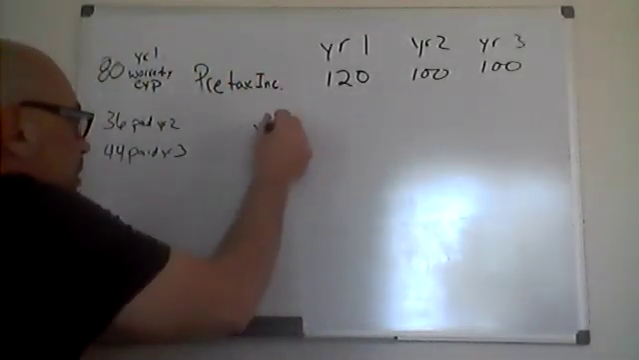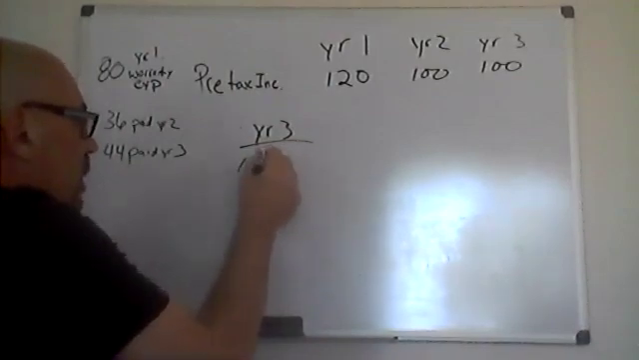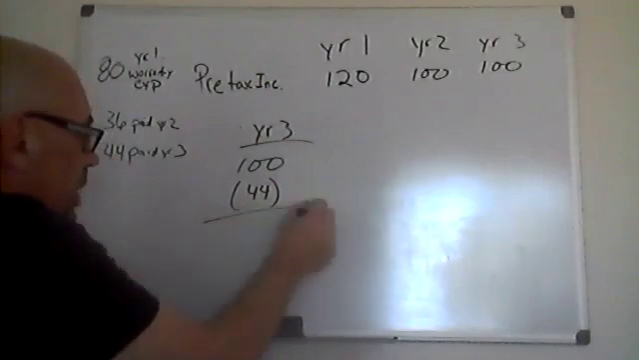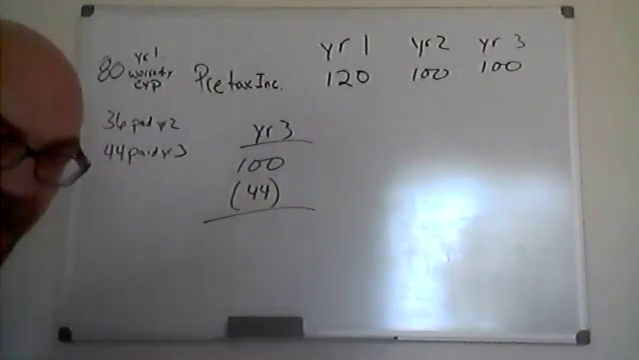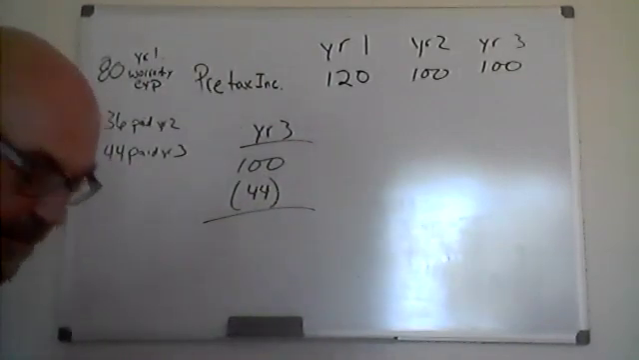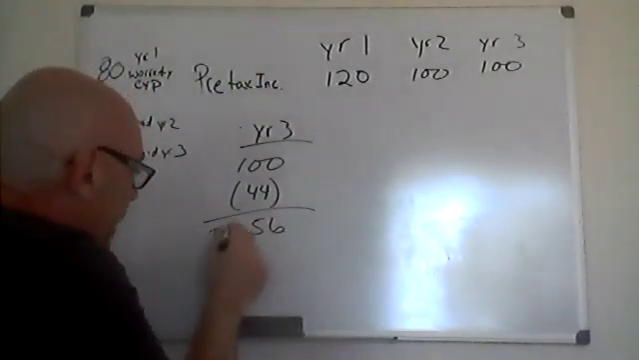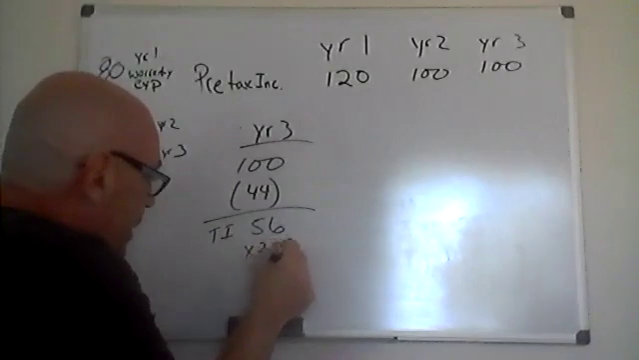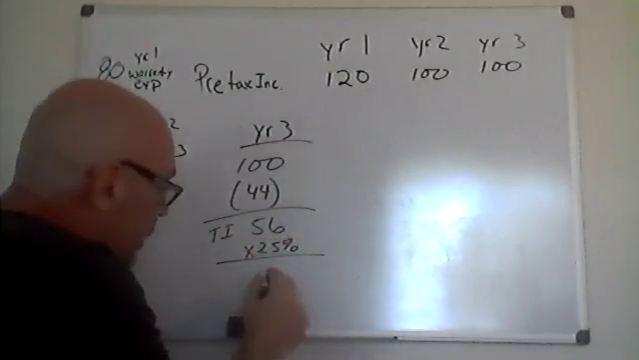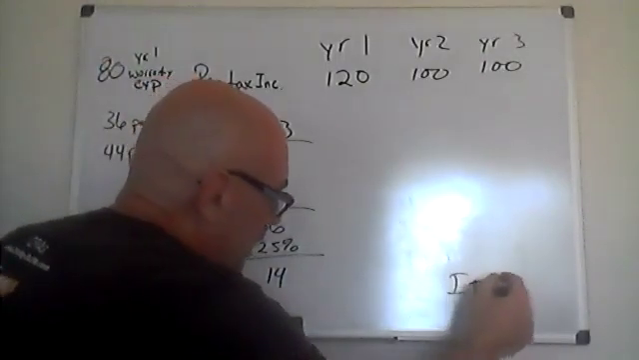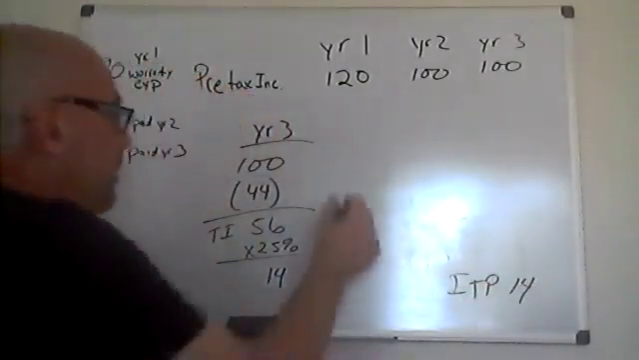For year three, start off with 100. Well, we're going to subtract out 44 because that is the amount of temporary difference that reversed this year, giving us taxable income of 56 times the 25% tax rate for a total of 14. Income tax payable of 14.